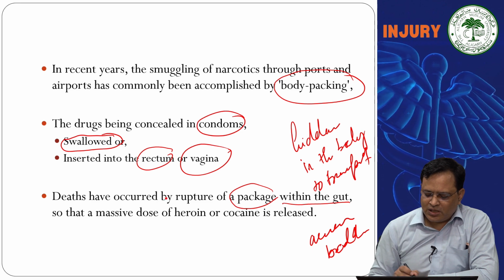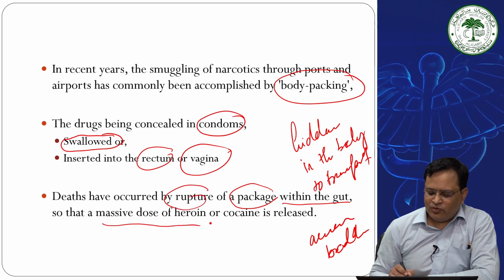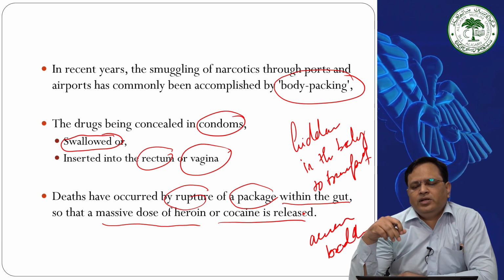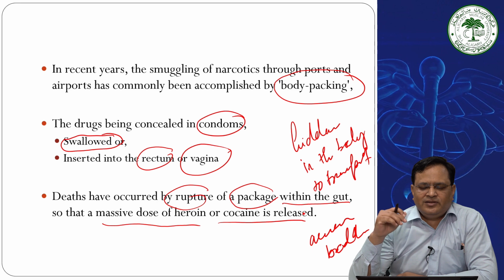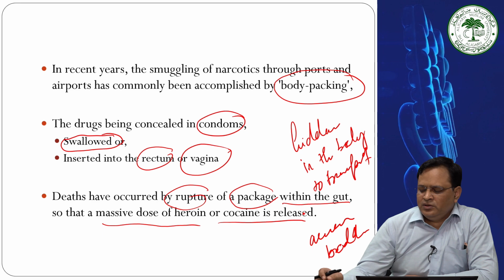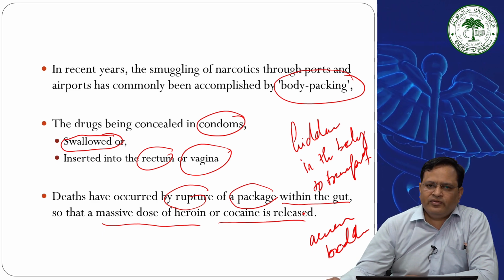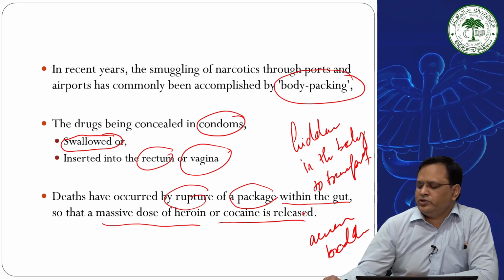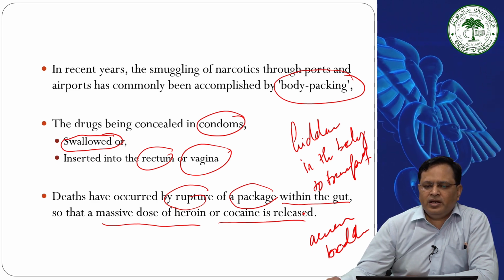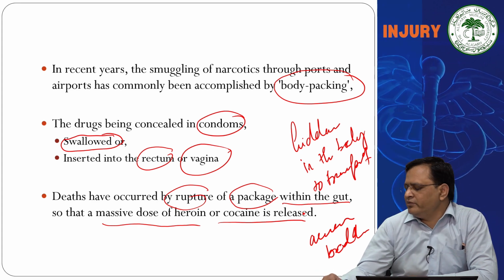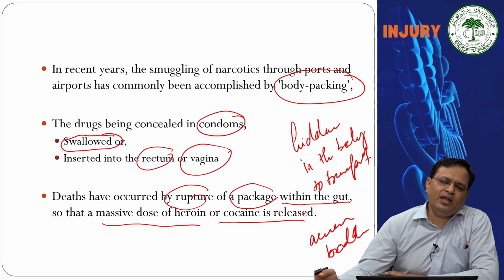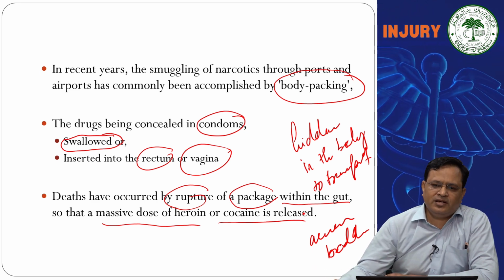Because of the rupture of the packet within the gut, a massive dose of heroin and cocaine is released. So condoms, when they go inside the digestive tract, sometimes rupture and can cause massive release of the dose. So as a customs officer or the medical officer at the airport, we should be aware of these things. Body packing is very rampant in the border areas of Mexico and other areas, and in the border areas of India and Sri Lanka. So we can be very much cautious there.